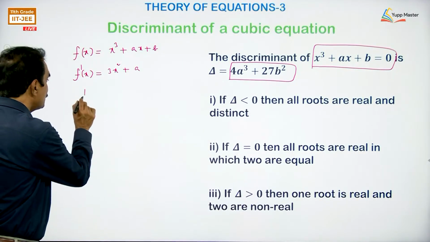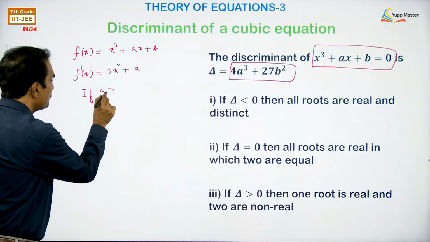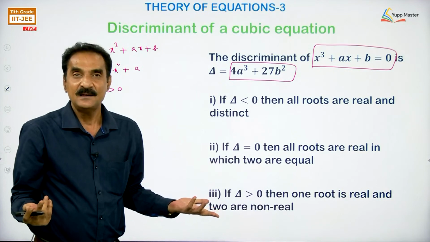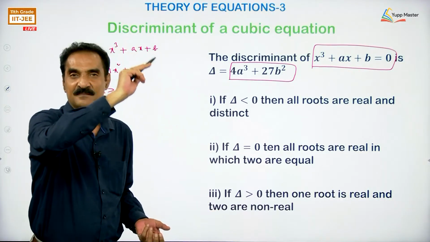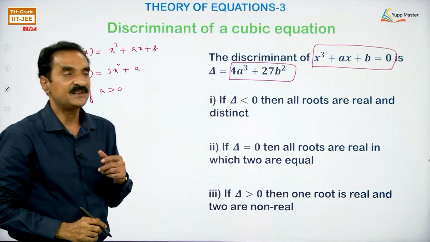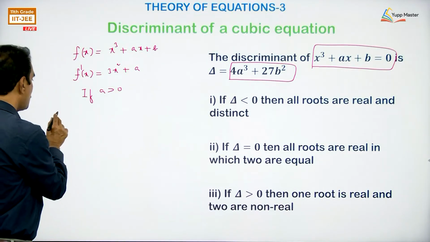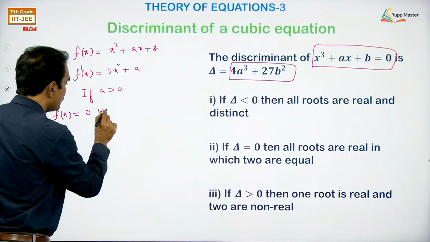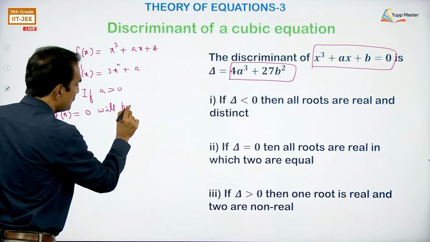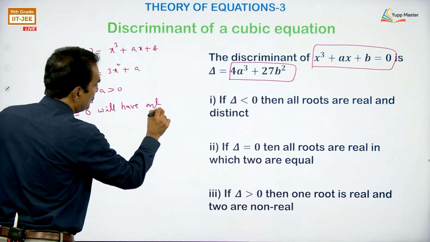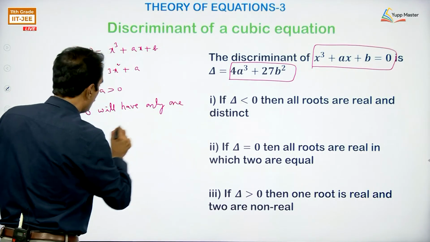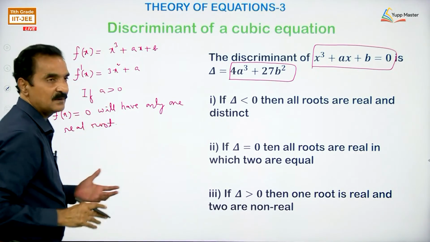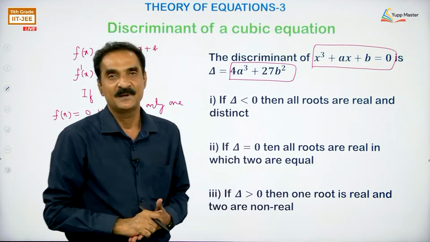If a is positive, then f dash x is equal to 0 will have no real roots. Then the graph is strictly increasing. Is it not? In this case, f of x is equal to 0 will have only one real root. That means the remaining two are imaginary.